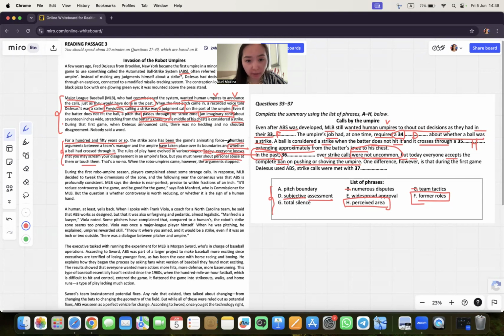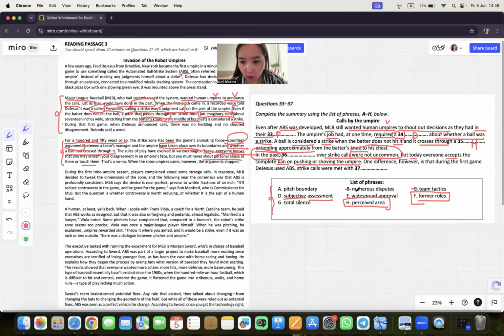So what have taken place? Countless arguments. Okay? Countless arguments happened. They have taken place. Countless arguments. This is the answer. In the past, countless arguments over strike calls were not uncommon. Not uncommon is the other way to say have taken place over its boundaries. And this is it. So now it's time to match the paraphrasing.